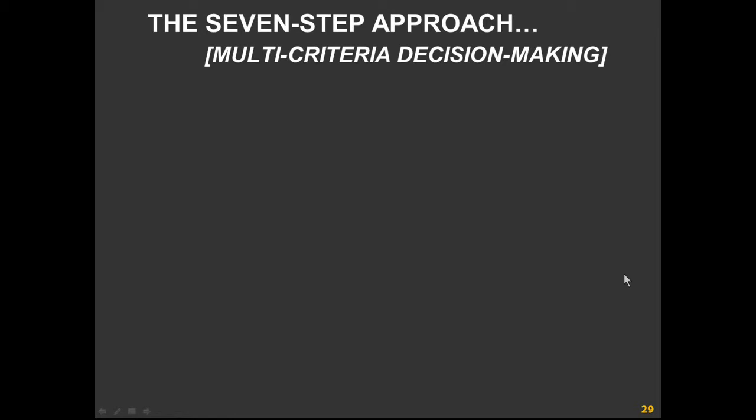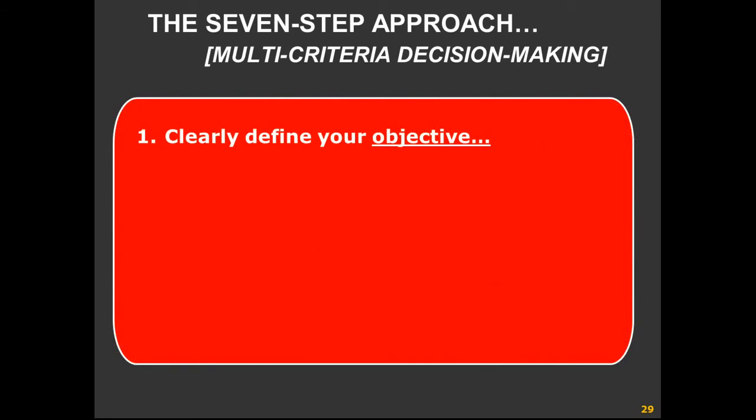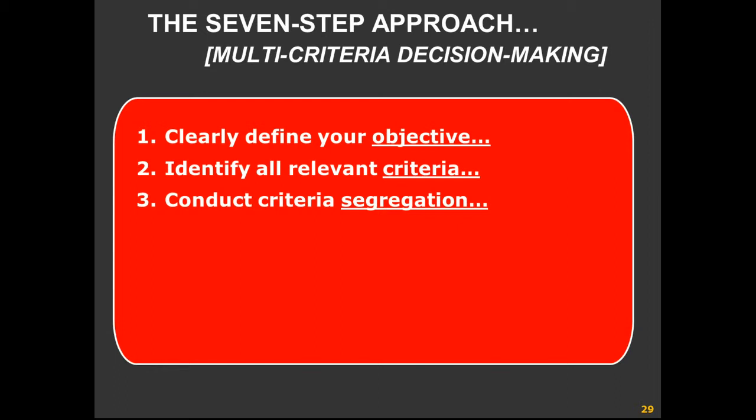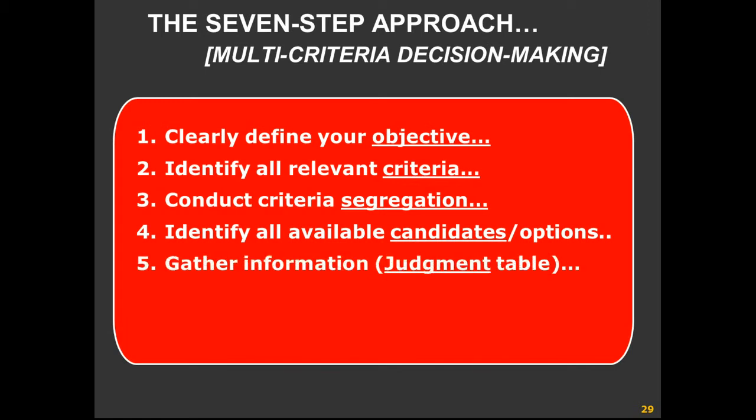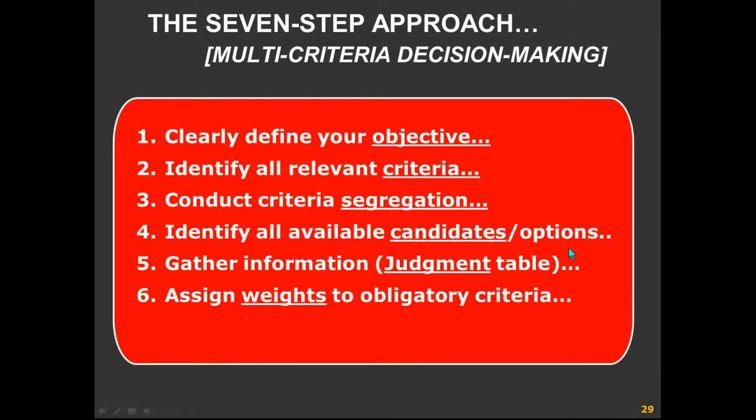Our approach to multi-criteria decision making is based on a 7-step approach. Let me lay it down. First, we must clearly define the objective, and this is easier said than done. Then we identify all relevant criteria. Step 3 is to conduct what is known as criteria segregation. This is where we extract the most important criteria. Then we identify all available candidates and options. We gather information on these candidates as they pertain to the criteria and form a judgment table. Then we assign weights to our obligatory criteria and finally rank our candidates.